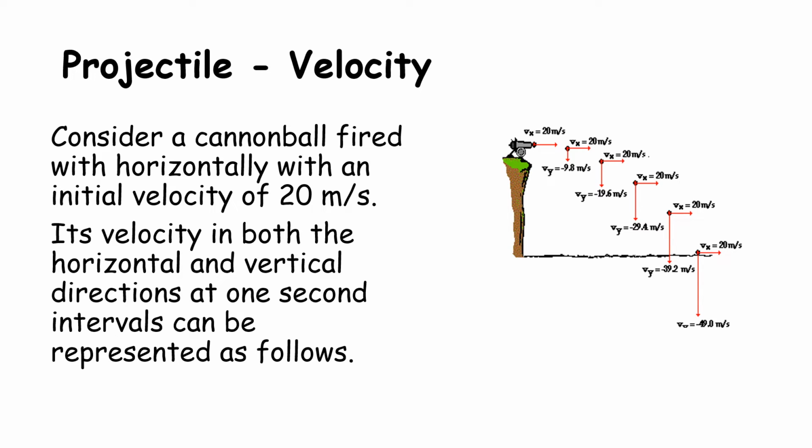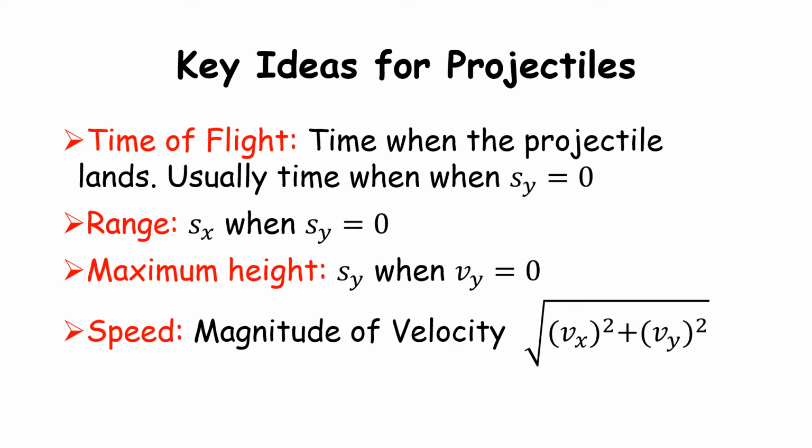So when we talk about our x and y components of velocity, in the x direction nothing is changing. It has a constant speed. There is no acceleration. In the y direction, it's only affected by gravity. So there are some key ideas that you need to know for projectiles. These are the most important, but we will meet other ones as we work through examples.